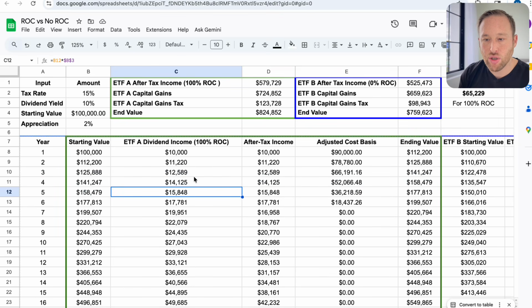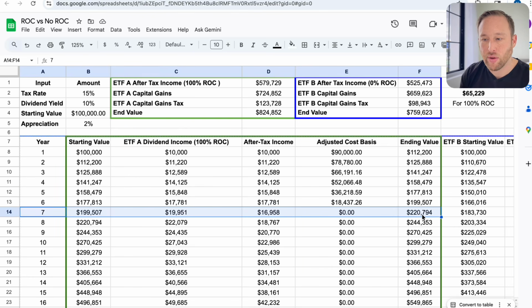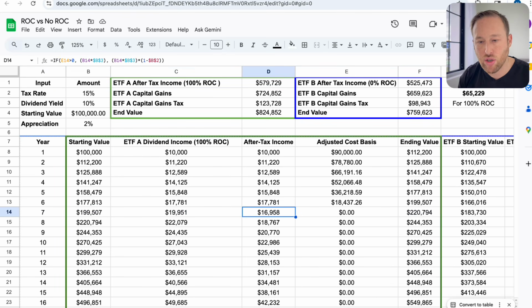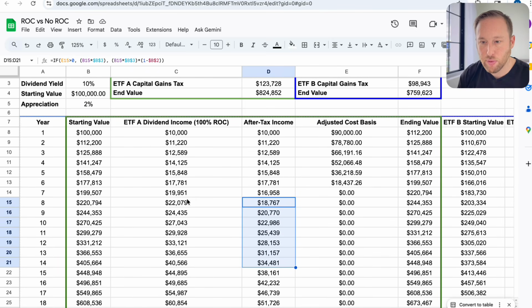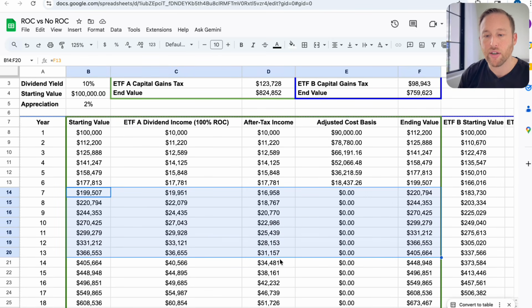We're going to continue to see appreciation here in this simulation. We will see higher dividends, and we won't pay tax on the dividends until after year seven, when our cost basis goes down to zero, right? After year seven, there's no cost basis left, so we cannot reduce anything else. There's nothing left to reduce. So now we're going to start to pay tax, and this would be like any normal dividend that has 0% return of capital.